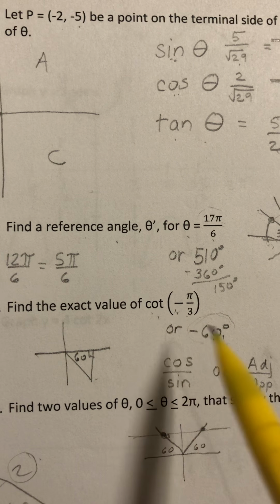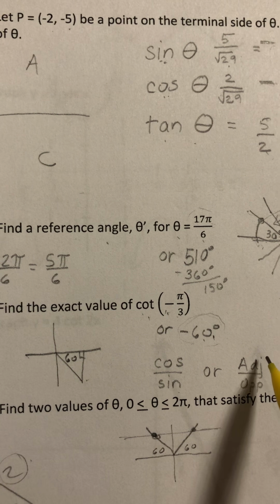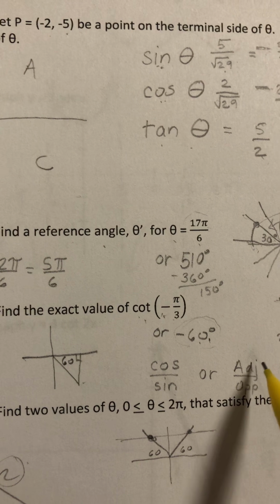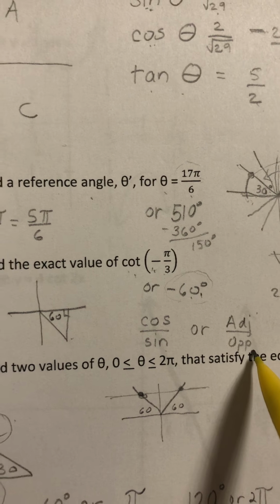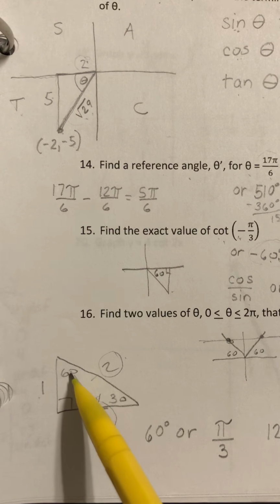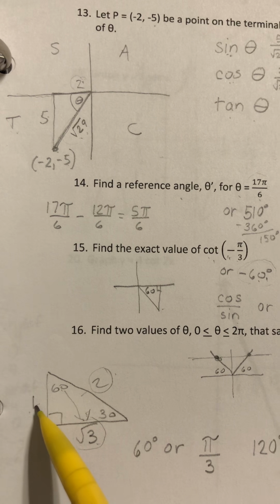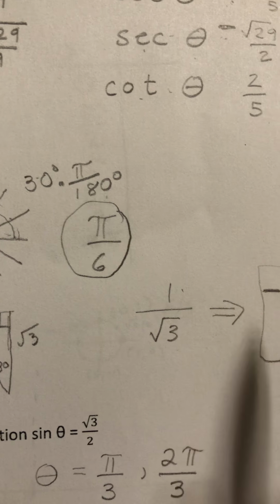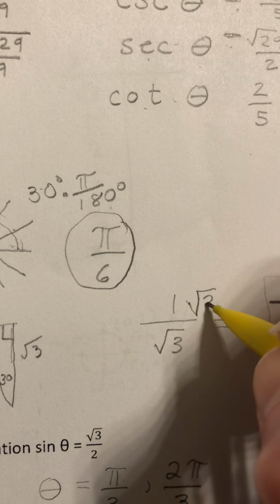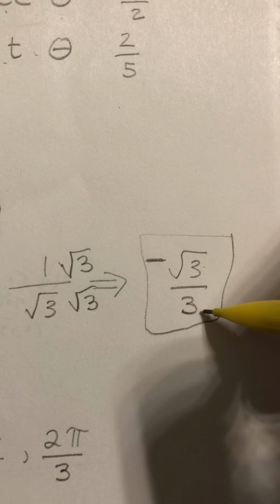So we're looking at a 60 degree angle, and the cotangent is the reciprocal of the tangent. So you could either think about it as cosine over sine, or instead of TOA, which is what tangent is, you would use the reverse, which is the adjacent over the opposite. So at 60 degrees, you would use the adjacent side divided by the opposite. So that's going to be 1 over radical 3. Rationalize your denominator by multiplying by radical 3 over radical 3, which gives me this.